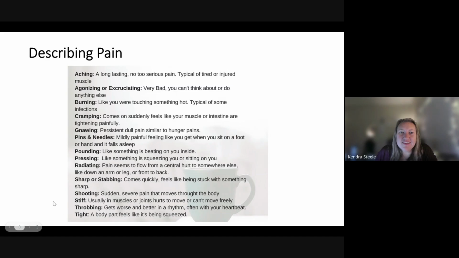Again, throbbing is synonymous with pounding. Gets worse and better in a rhythm, often with your heartbeat. Okay. So if it's doing the boom, boom, boom, boom, boom, like your heart, it is throbbing or pounding. And tight means a body part feels like it's being squeezed. Okay. So sometimes muscles can feel this way. All different parts of the body can feel like someone is squeezing you, like it is tight.